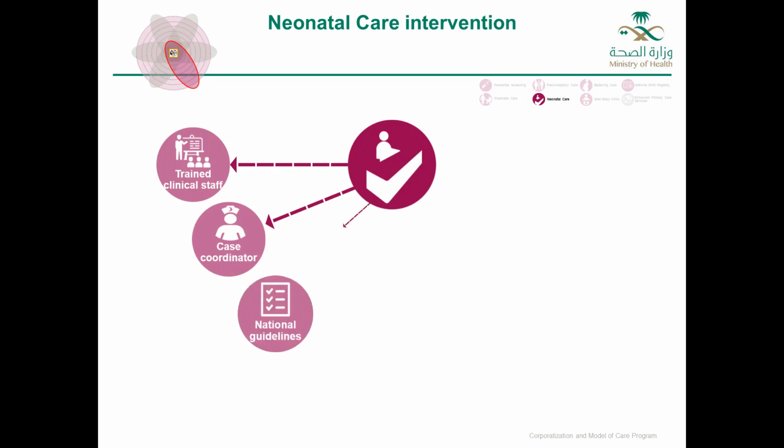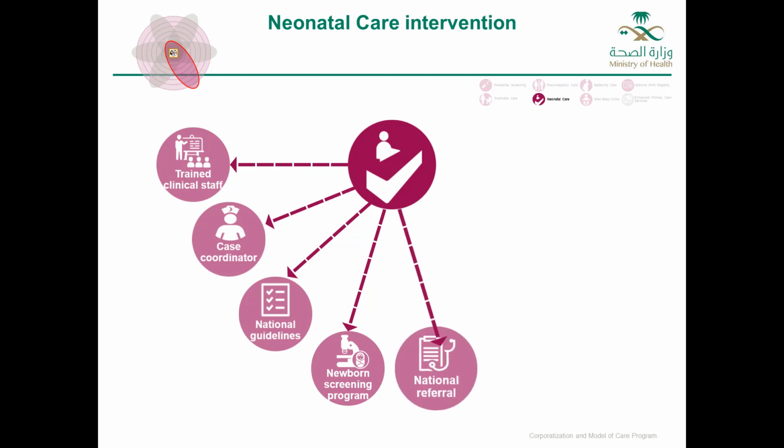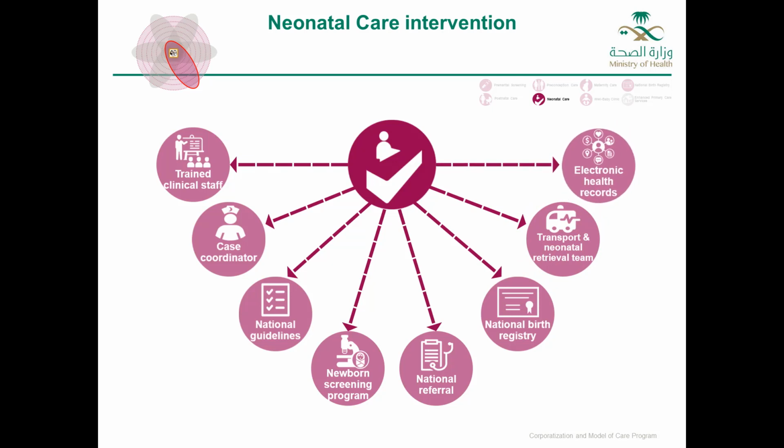It also relies on national guidelines on when and where newborns should be vaccinated, and on a newborn screening program that is linked to premarital and antenatal screening programs. It also relies on a national referral network to enhance coordination, especially to ease the transfer of high-risk cases, and on the full implementation of a national birth registry to collect appropriate statistics. Finally, the intervention also relies on dedicated transport and neonatal retrieval teams by cluster, as well as on electronic access to health records, referral network, case coordination, and birth registry.